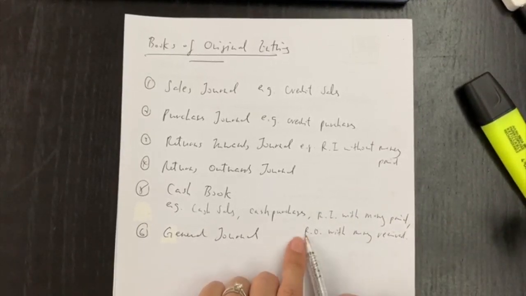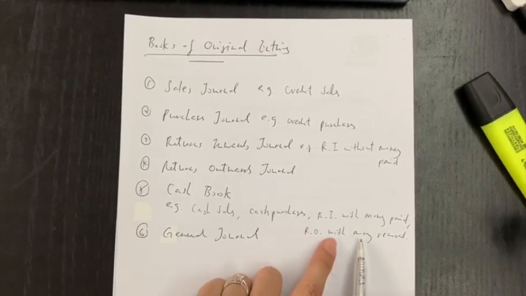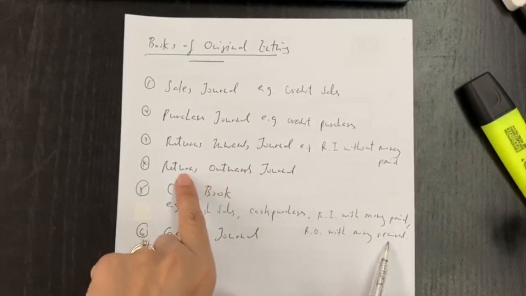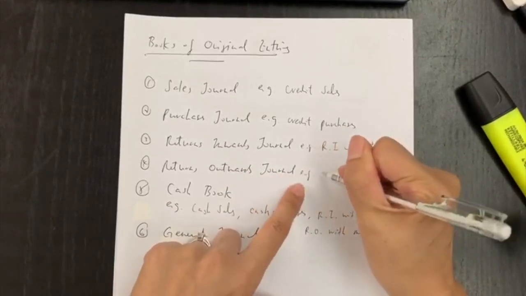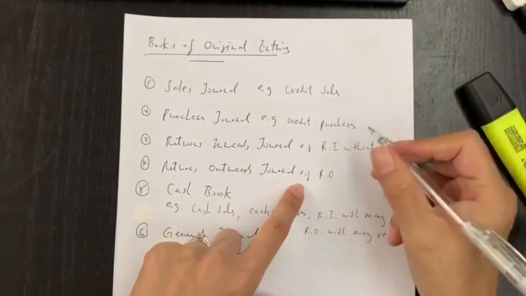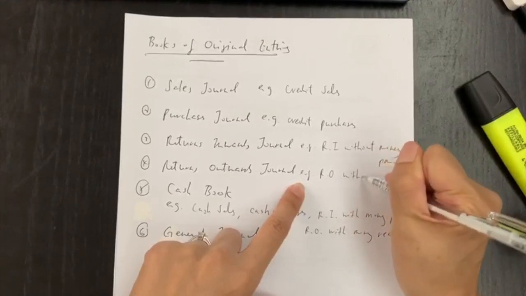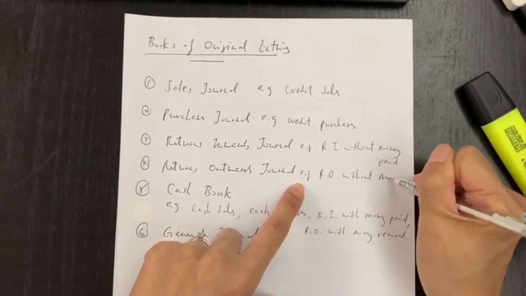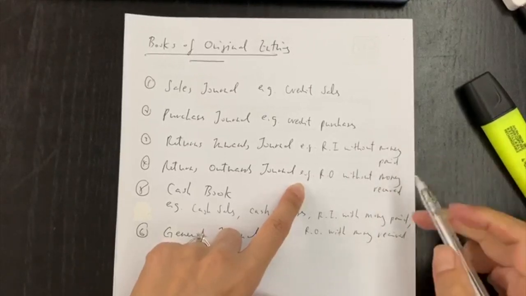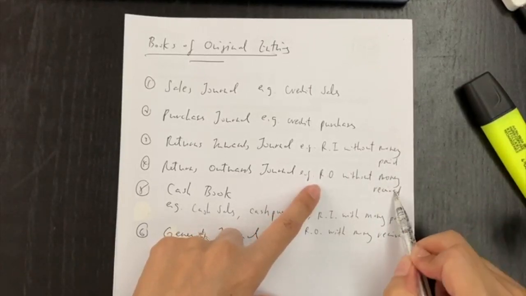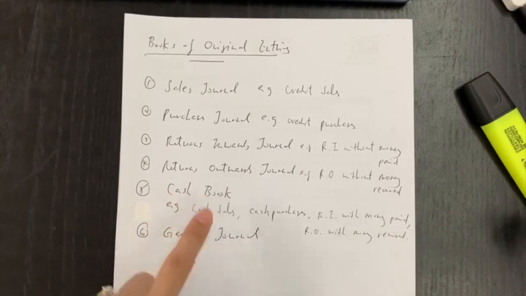What if we have return outwards, however, without money received? Then it will be in the return outwards journal. So here, for example, we put return outwards without money received. You okay? If we have money received, of course, we will put this in the cash book.